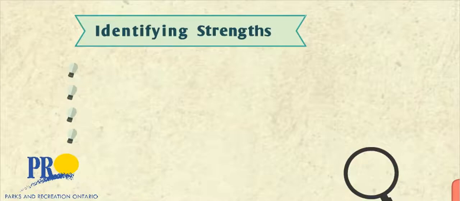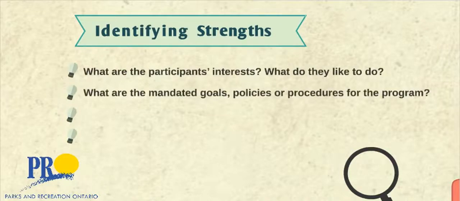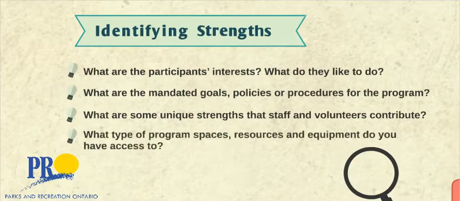Don't fret. Program planning is easier than you think, and we'll share a few tips that will help you be a successful program planner. First things first, you need to figure out what are your program strengths. To do that, you need to ask yourself a few questions. What are the participants' interests? What do they like to do? What are the mandated goals, policies, or procedures for the program? What are some unique strengths that staff and volunteers contribute? What type of program spaces, resources, and equipment do you have access to?